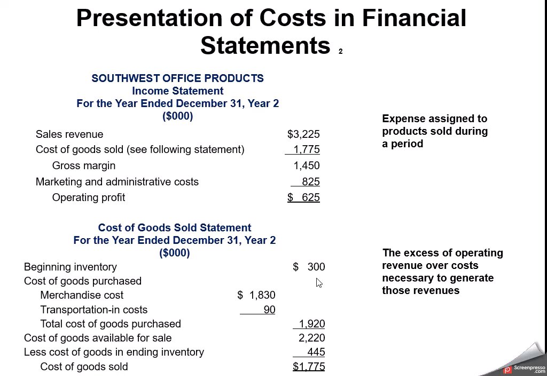We've got our beginning inventory plus any purchases that we make during the period, plus any transportation-in costs that we had to pay to get that merchandise in. That gives us our total cost of goods purchased. Add that to the beginning inventory, and those are our goods that are available for sale. Then we subtract what's left in our ending inventory, and the difference is what must have been sold. Because if we had it available and we no longer have it on hand, then it must have been sold out, and that's what we're going to charge out to cost of goods sold on our income statement.